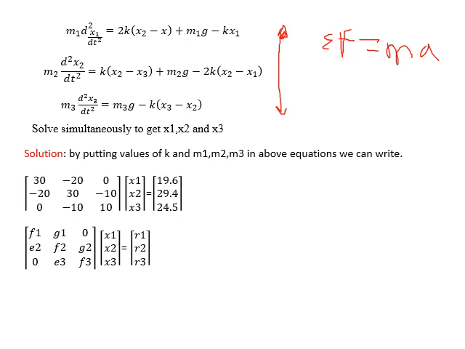Now by putting the m1, m2 and m3 values and the k value, you will get this tridiagonal matrix. If you notice, the diagonal elements are 30, 30, 10, the super diagonal elements are minus 20 and minus 10, and the sub diagonal elements are minus 20 and minus 10, with r1, r2 and r3. So this is equated to f1 g1 0, e2 f2 g2 and e3 f3, equal to r1 r2 r3.